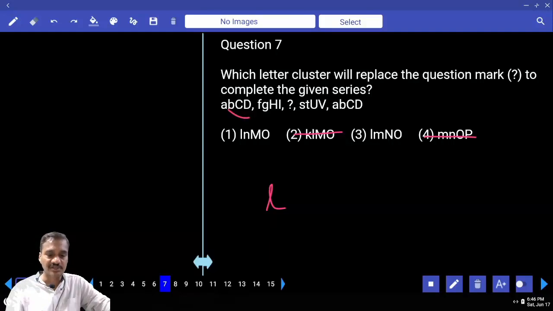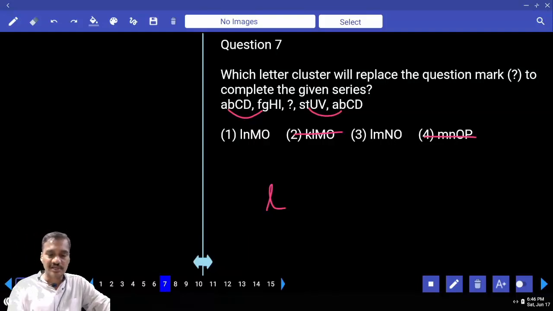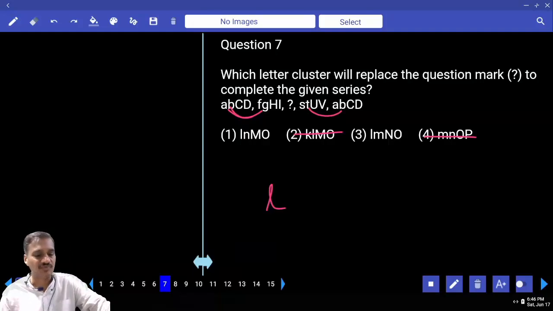Second one, B and G. The difference is so much? 2 plus 5, 7. And 7, T and B. The difference is so much? 8. Now 20 and 28, the difference is 8. 2 and 7, the difference is 5.